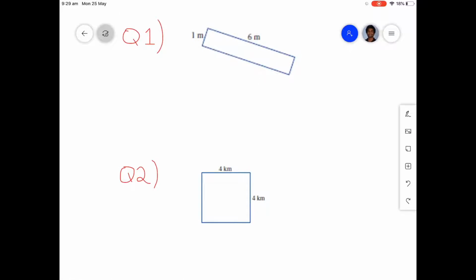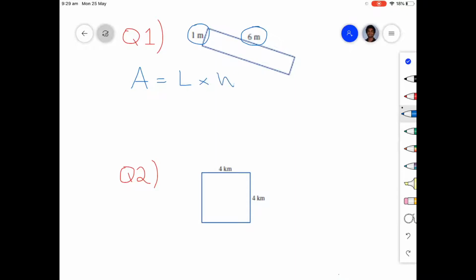So looking at question 1, the first thing to identify is that we have a rectangle. The second thing to identify is the length, which is 6 meters, and the width, which is 1 meter. Now we're calculating the area of these shapes. So remembering the formula for the area of a rectangle, area equals length times width. The length of this shape is 6 meters. The width is just 1 meter. So very simply, 6 meters times 1 meter will be 6 meters squared.